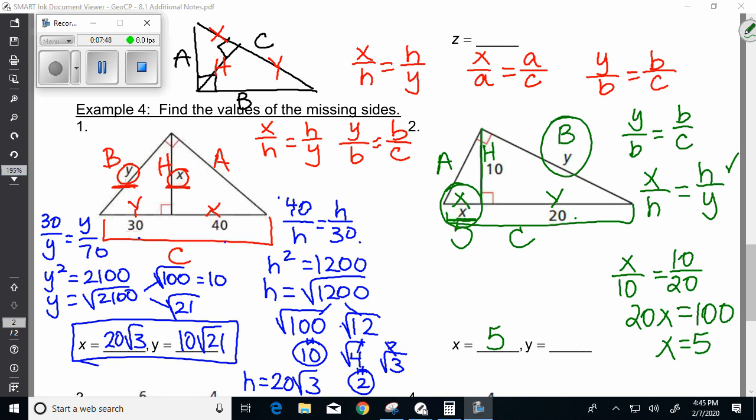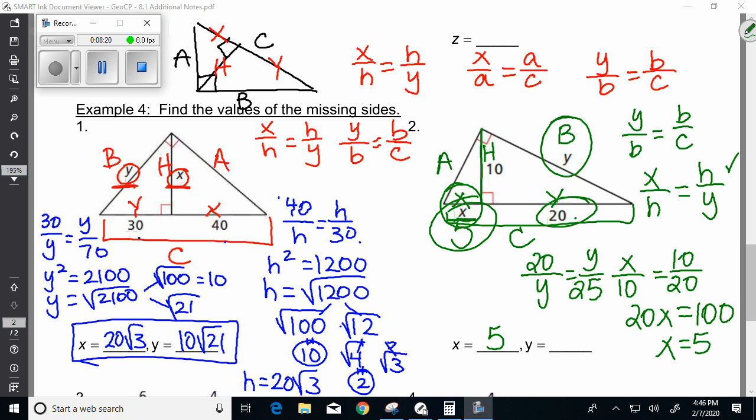Now we can turn around and use the other formula. So Y is equal to 20. In the B part, we don't know it, fill in the variable. So for C, C means you have to take those two values and add them up. Hence, that's why we found X first. 20 plus 5 gives us 25.